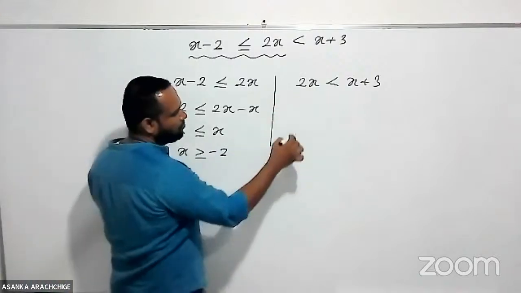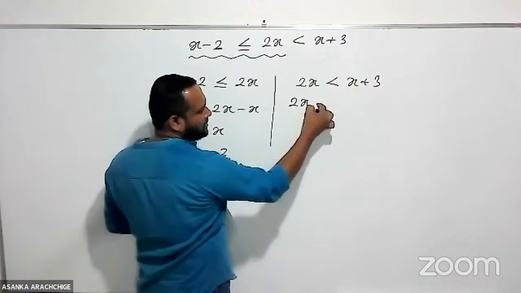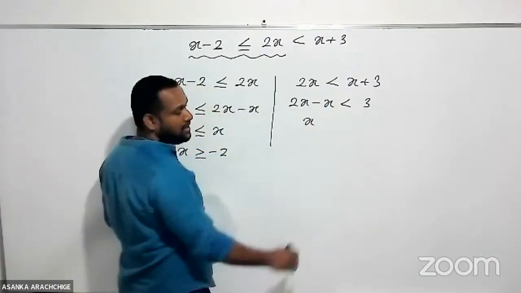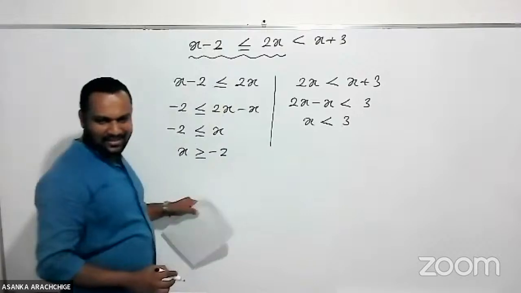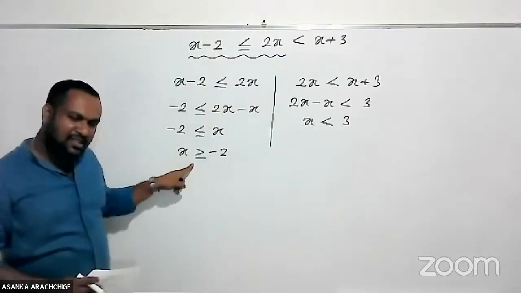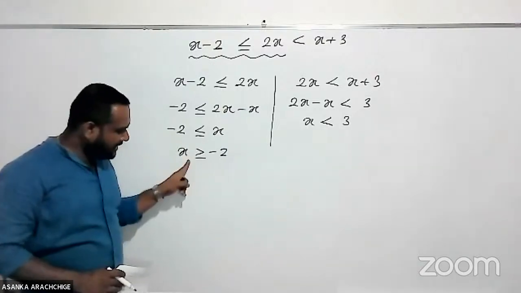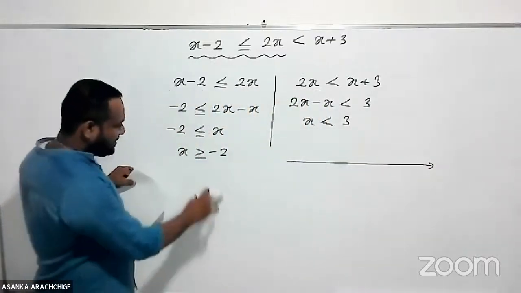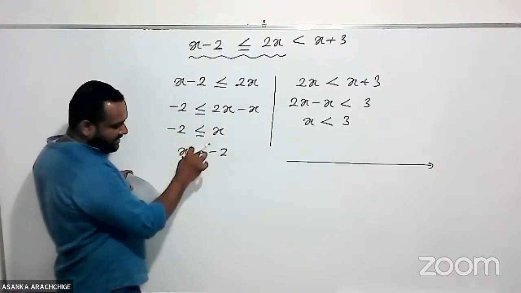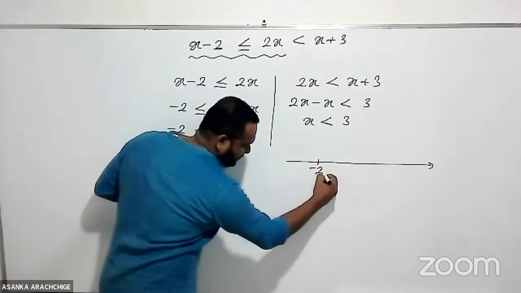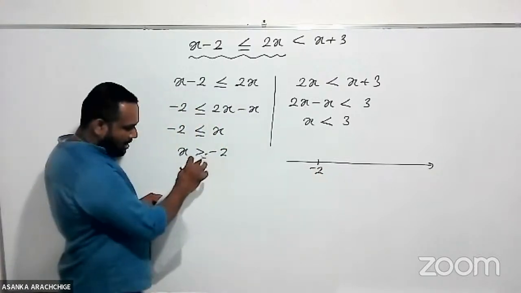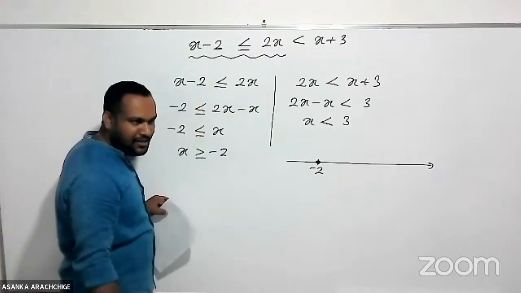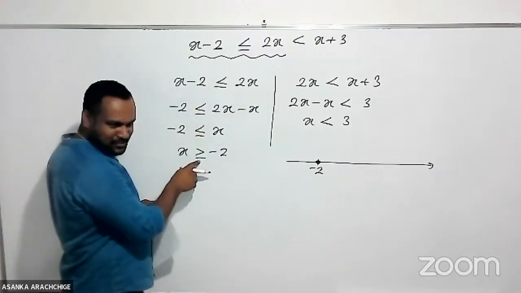Understood? This one, 2x, you can take x to this side as minus x is less than 3. That means 2x minus x, x is less than 3. This inequality says x is either greater than or equal to minus 2. On this number line, if this is the location of minus 2, x can be minus 2 as well. Therefore, you can draw a small circle at minus 2 and shade it, because the equal sign is also there.